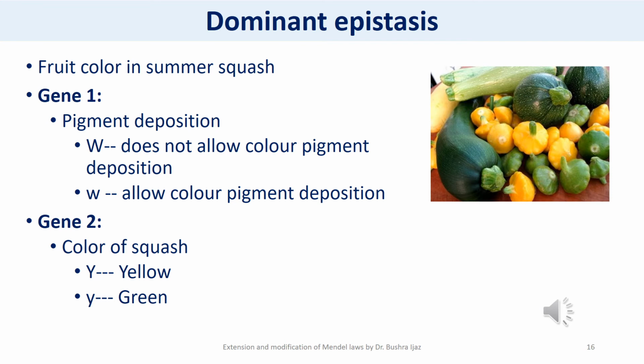Here, capital W does not allow color pigment deposition, whereas if the recessive allele is present, it allows color pigment deposition. Now, the hypostatic gene here is responsible for the color of the squash. If it is uppercase Y, the color is going to be yellow. And if it is small y, the color is going to be green.